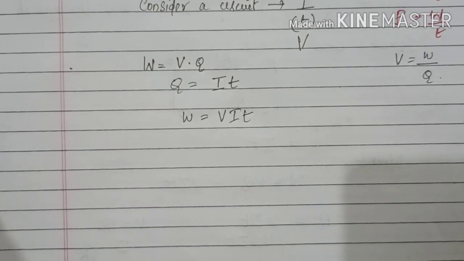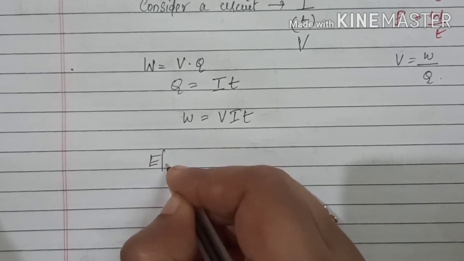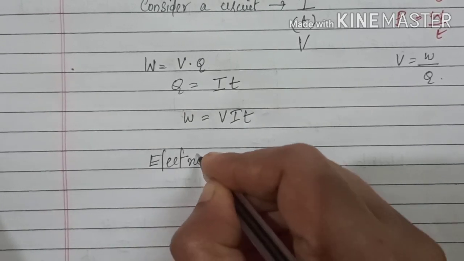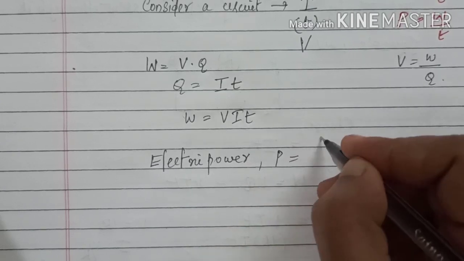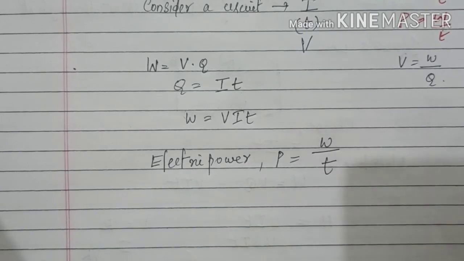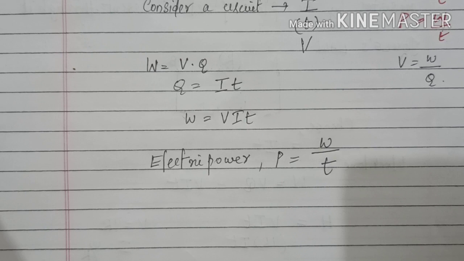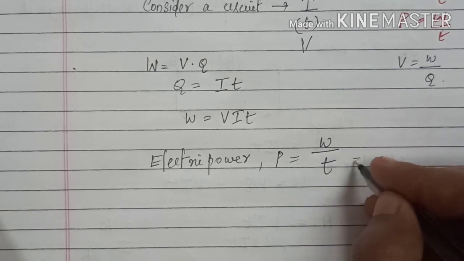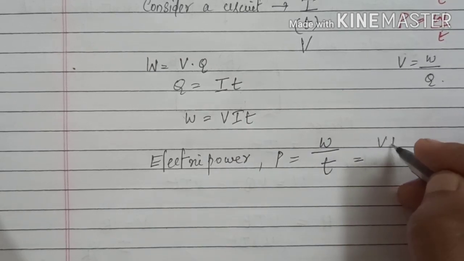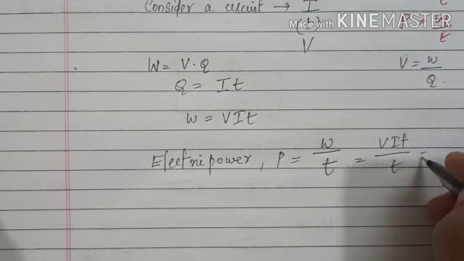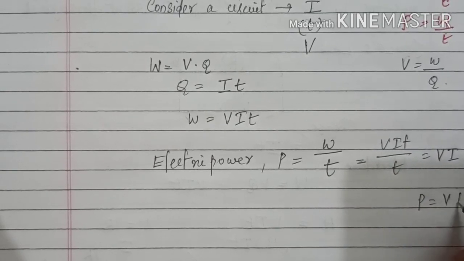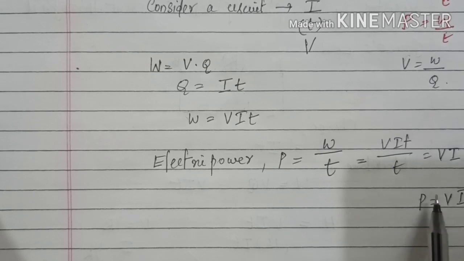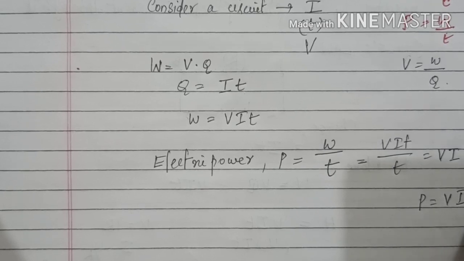So how can I write electric power? P is equal to W by T, isn't it? Then I will get the expression for VIT divided by T, which will give you V into I. Very important. P is equal to V into I.